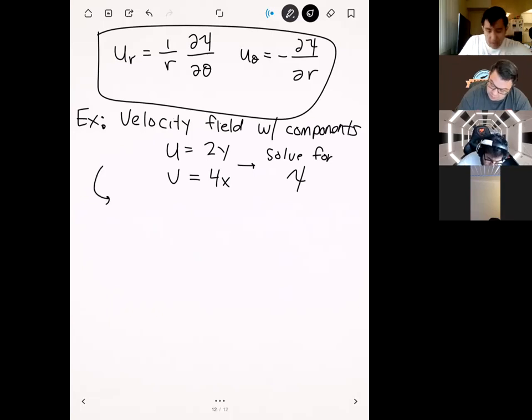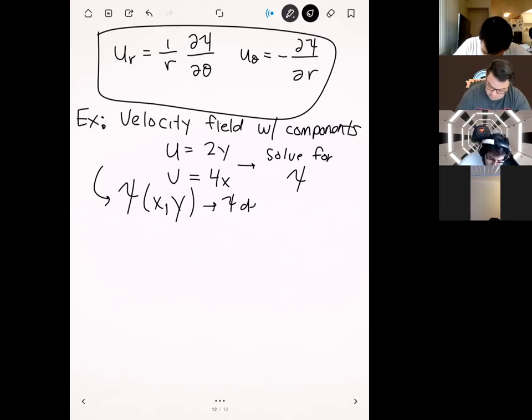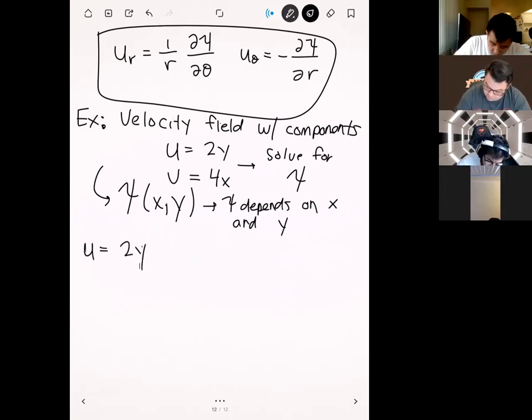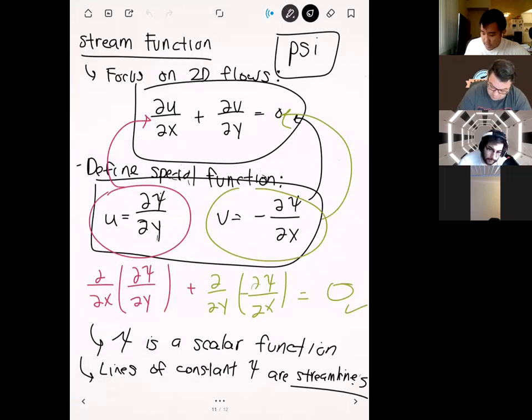One thing to note before we move on is that even though psi is a scalar quantity, it's going to depend on x and y. And so let's take our u velocity here. Our u velocity is going to be 2 times y. And then let's relate this to our psi expression. From the previous page, we know that u is equal to d psi dy.